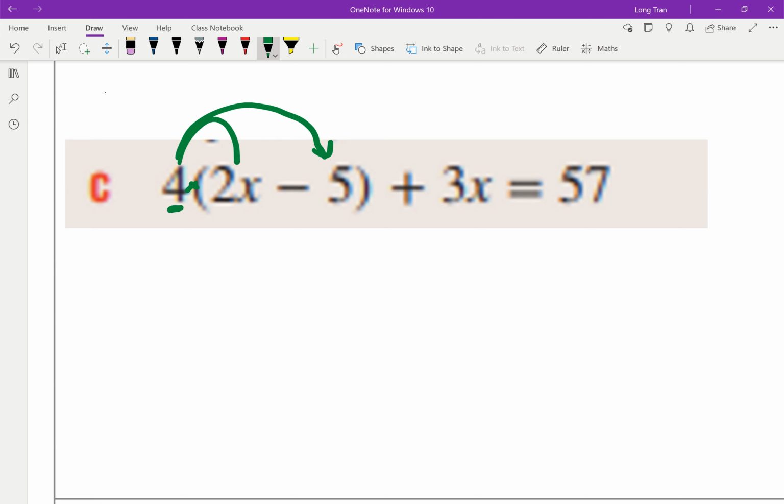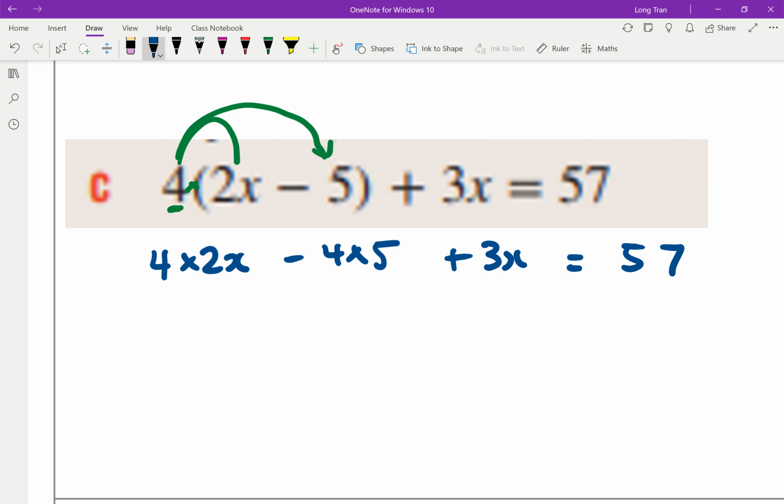Let's write it down. So I want you to copy this example down because it's not easy. Here we go. 4 groups of 2x minus 4 groups of 5 plus the 3x equals to 57. So I'm expanding it. This is me expanding it. So 4 groups of 2x, 4 groups of 5.